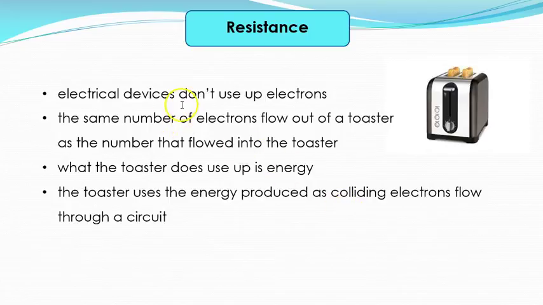Now, electrical devices don't use up electrons. And that's something that you intuitively think will be happening, that they'll all be used up. The same number of electrons flow out of a toaster as that number that flowed into the toaster. What the toaster does use up is energy. The toaster uses the energy produced as colliding electrons flow through a circuit.